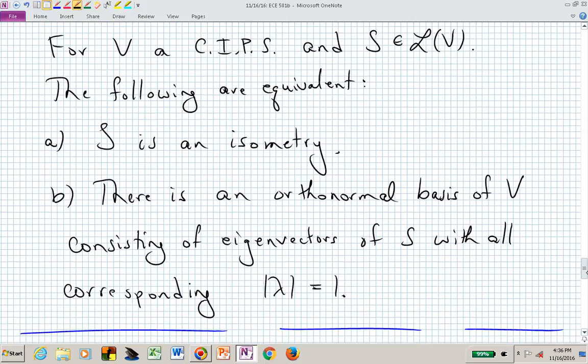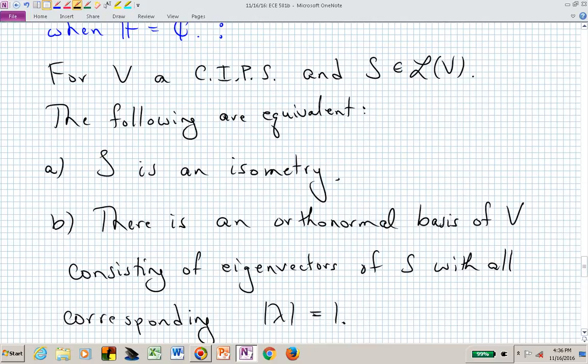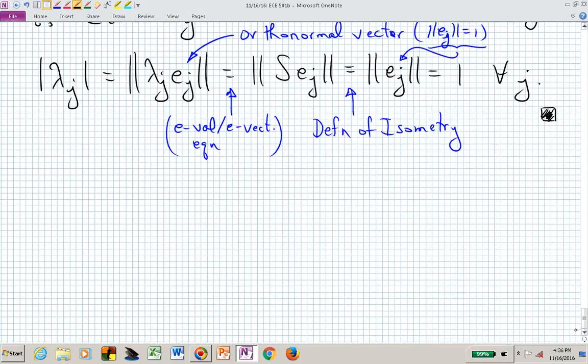If we have an isometry on a complex inner product space, then we can find an orthonormal basis that consists of eigenvectors of S, and we know that the eigenvalues have absolute value 1. Now we have these two pieces: a positive operator piece and an isometry piece. We're going to put those together to build a way of decomposing any linear operator that we are working with.